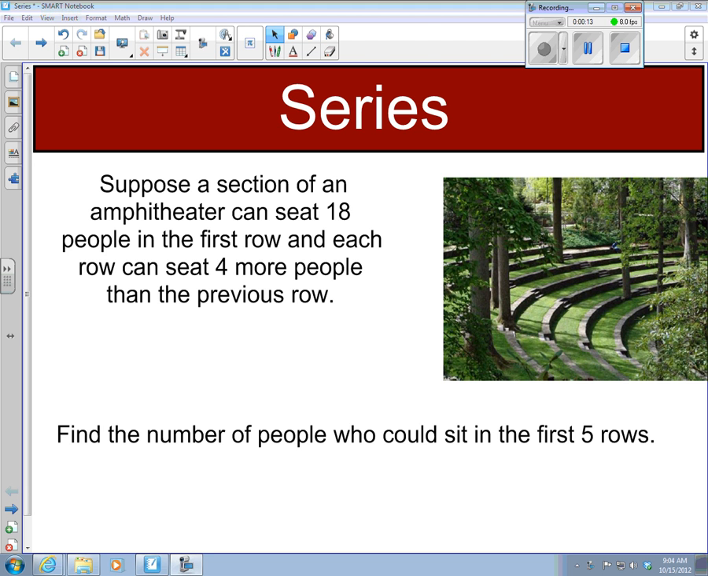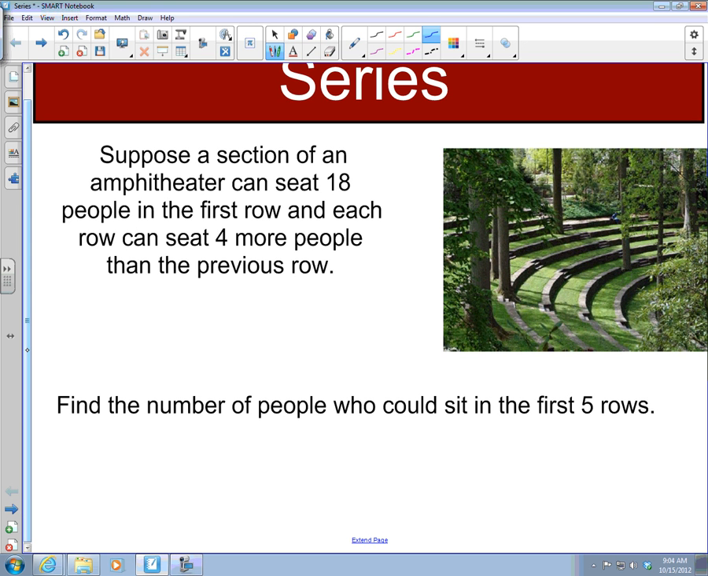Suppose a section of an amphitheater can sit 18 people in the first row, and each row can seat 4 more people than the previous row. So basically, you're adding 4 on to each row. Each row you go up, you add 4 more seats. Find the number of people who can sit in the first 5 rows.